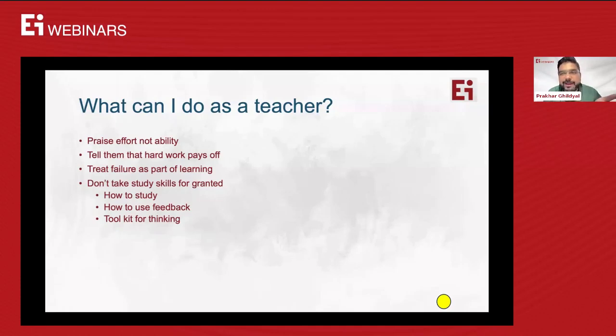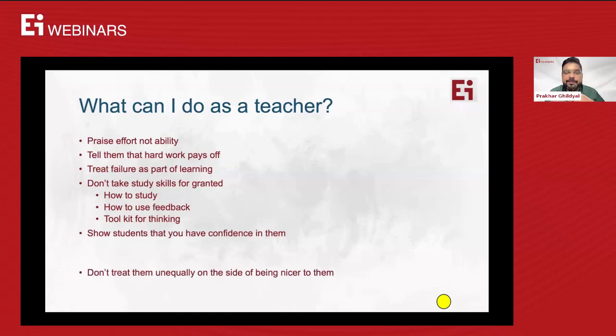While we do not give feedback, and that's improving in a lot of progressive schools and countries, the research says a lot of children do not even understand what to do with this feedback. What is the right way of taking this feedback back to my learning? Help them with a toolkit for thinking. Please show students that you have confidence in them.